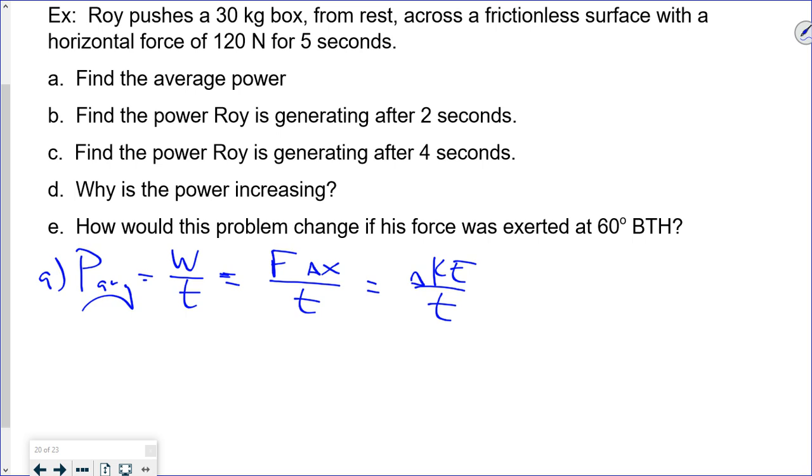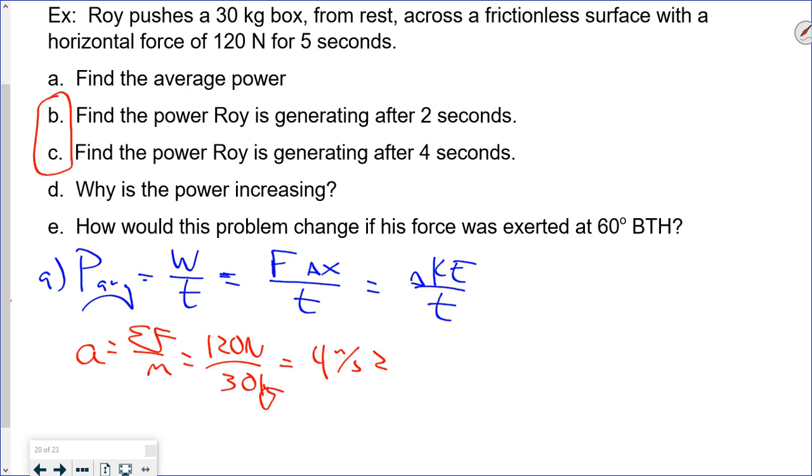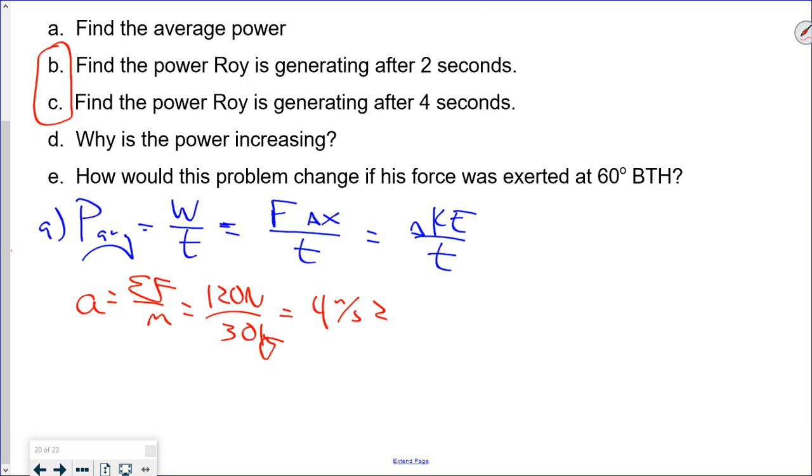So I think regardless, we have to find our acceleration, right? So we have to do a little bit of kinematics here. Acceleration is net force over mass. Our net force is 120 newtons, our mass is 30 kilograms. That means our acceleration is 4 meters per second squared. I'm not going to worry about the displacement. Let's go by looking at the kinetic energy, largely just because it'll make parts B and C easier. It doesn't really matter though.